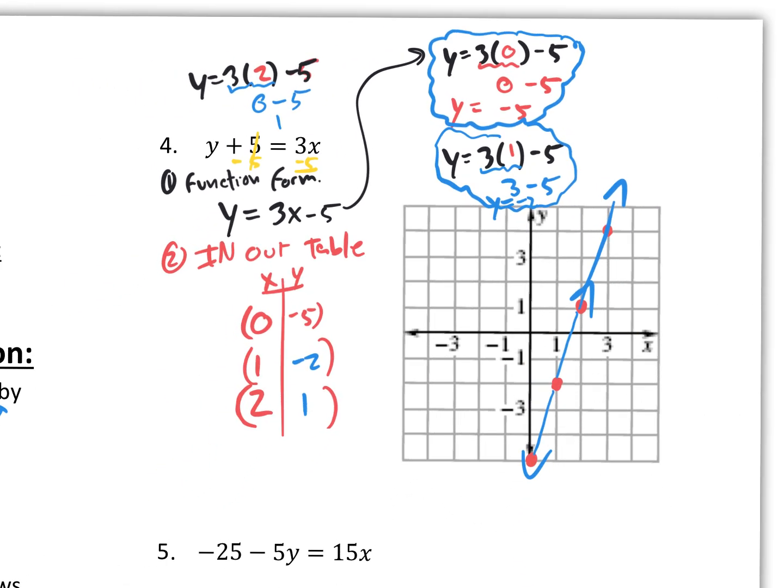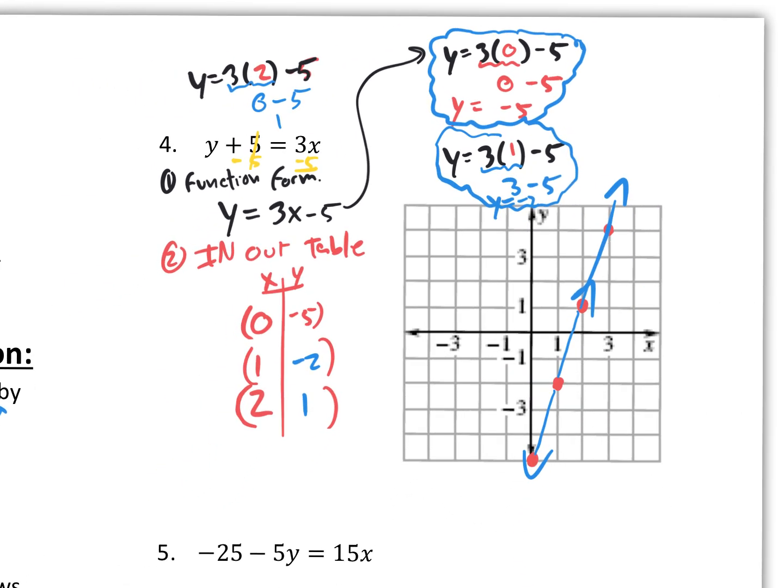Now, again, this work that I did right here, actually plugging in and showing my work, you don't have to do that. You could do that work on a calculator, or you could do it in your head, right? 2 right there. 3 times 2 is 6. 6 minus 5 is 1. So when you plug in a 2, you get out a 1. Plug in a 1 right there. 3 times 1 is 3 minus 5. 3 minus 5 is negative 2. You get out a negative 2 when you plug in a 1.